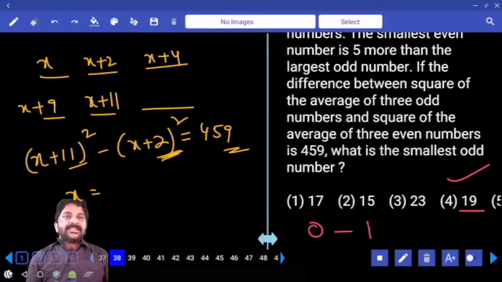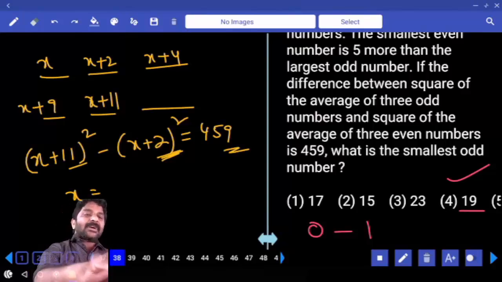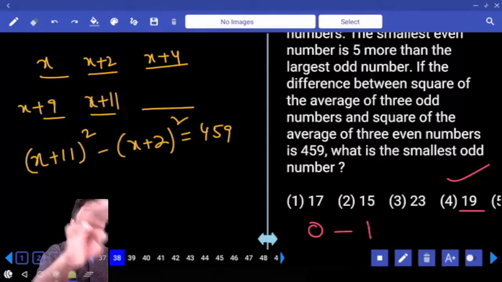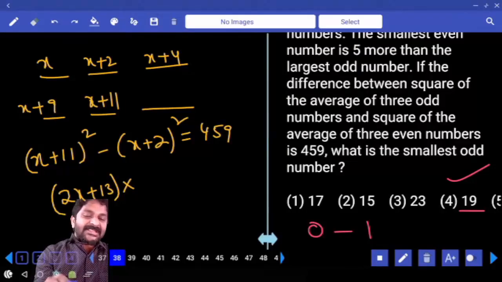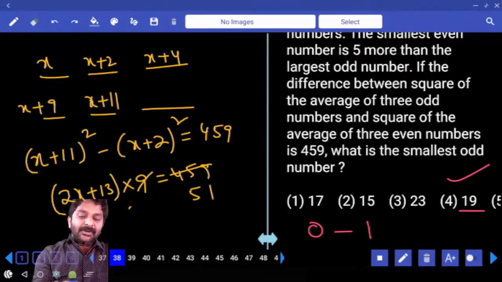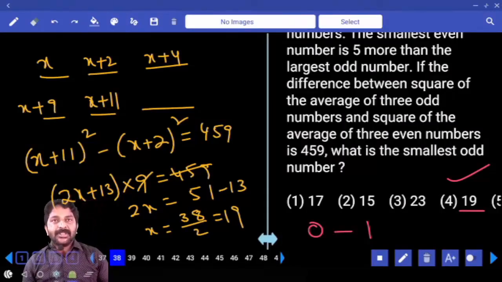Otherwise, you can expand the equation and then you can get the answer. But I don't take that risk. If you want to solve this, at least try to use the a square minus b square formula, a plus b into a minus b. What is a plus b? 2x plus 13. What is a minus b? 9. 9 times 51, 459. 2x is equal to 38, as 13 goes to the other side. Correct? X is equal to 38 by 2. Answer 19. But never try to solve the quadratic equation.